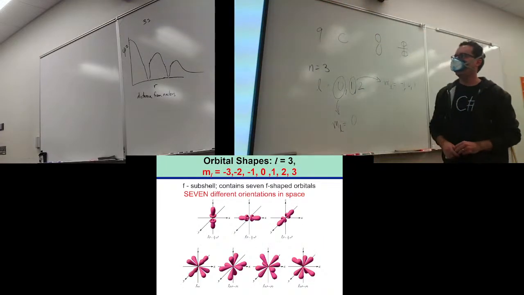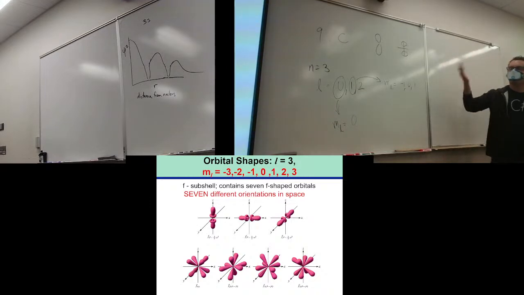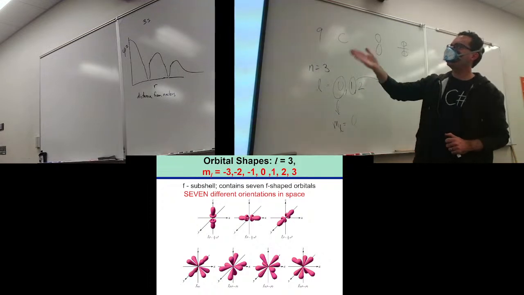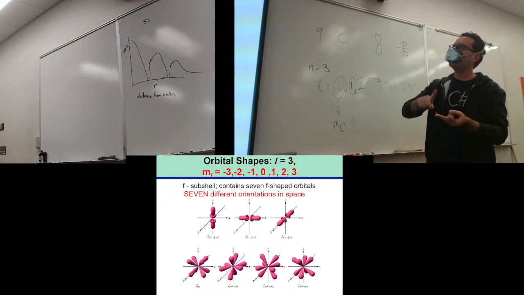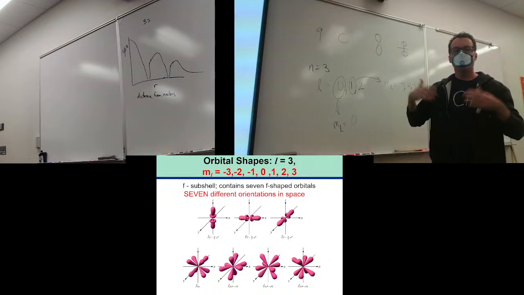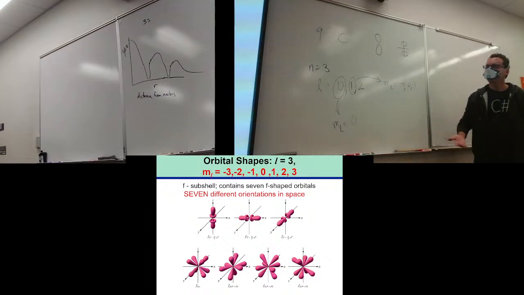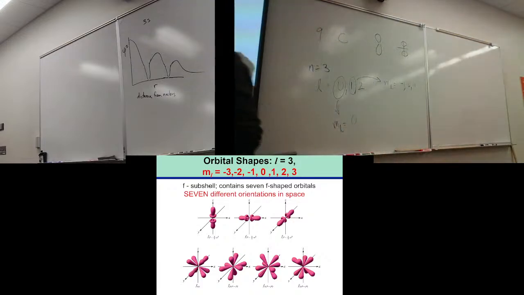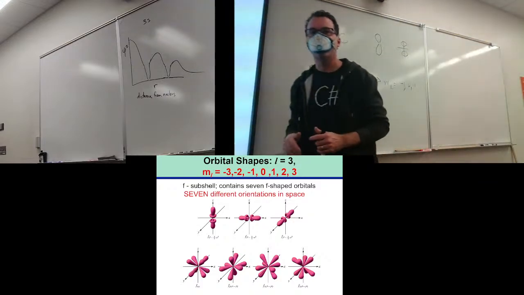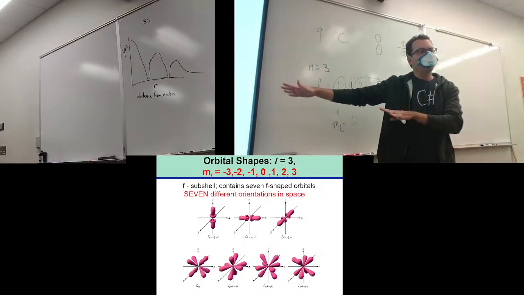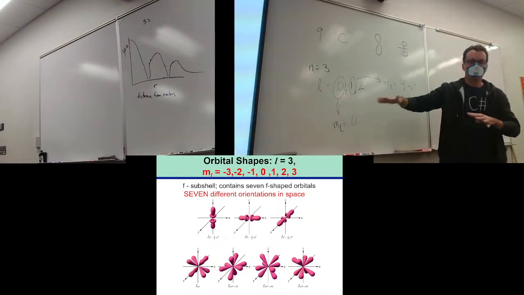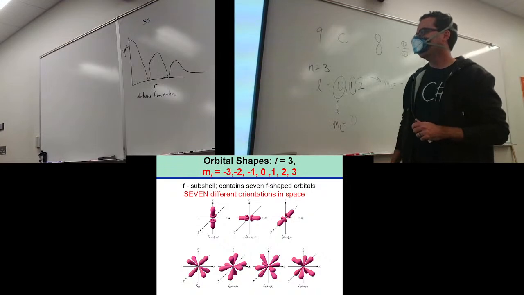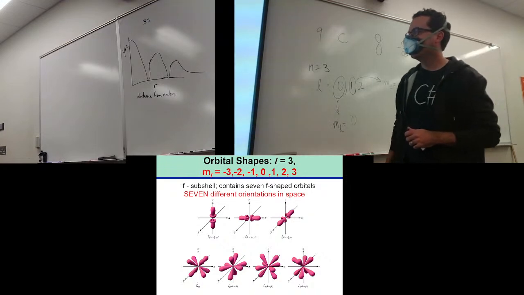F orbitals are even crazier. So F orbitals, that's L is equal to 3. And if L is 3, m sub L can be -3, -2, -1, 0, 1, 2, and 3. That's 7 numbers. That means there's 7 orientations. And these are the 7 different F orbitals that exist. Don't worry about these shapes at all. This is kind of advanced stuff. We don't have to worry about it, okay? But just in case you're curious, there you go.